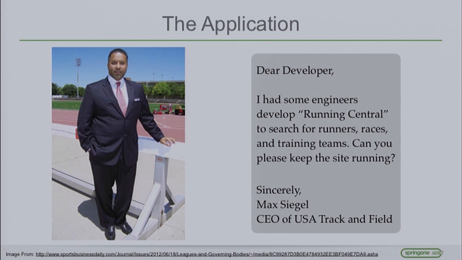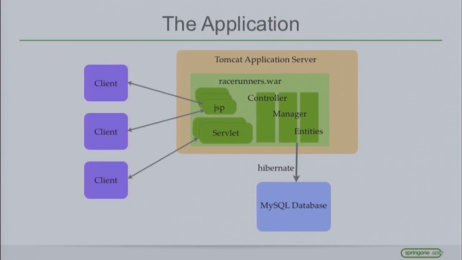So essentially you have a website that's searching, adding runners, etc. Here's a little bit of an overview of what it looks like. We have clients. They're connecting through JSPs. They can also connect through servlets to upload data. The Spring MVC framework's being used here, so we have controllers, we have managers, we have entities. Hibernate's being used in there with a MySQL database, and then it's all running in a Tomcat application server.